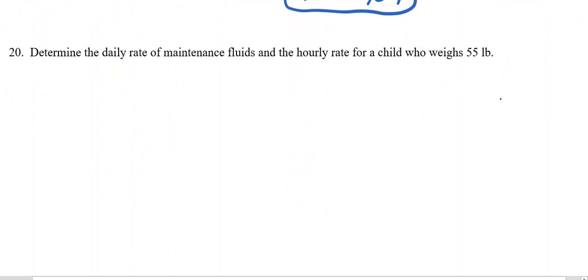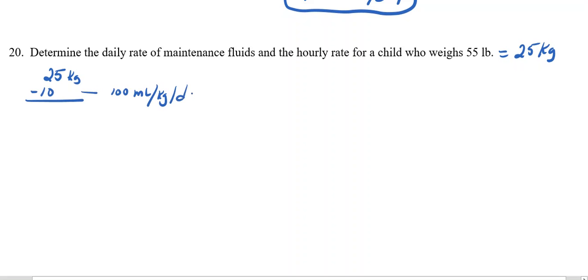The last one works the same way. The 55 pounds, I've already figured it out, is 25 kilograms. I'm trying to save a little bit of time. So we've got a weight of 25 kilograms. If I take the first 10 kilograms away, that's my 100 milliliters per kilogram per day. And then that gives me 15 kilograms left.